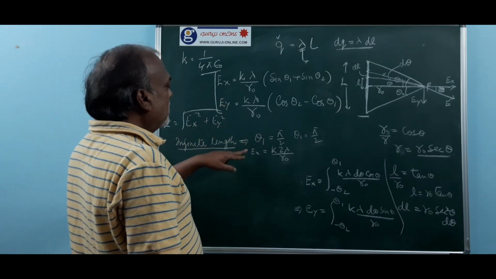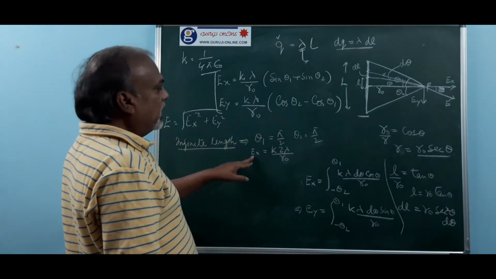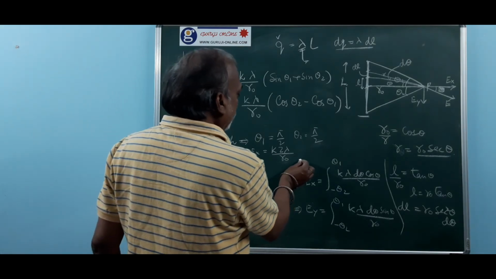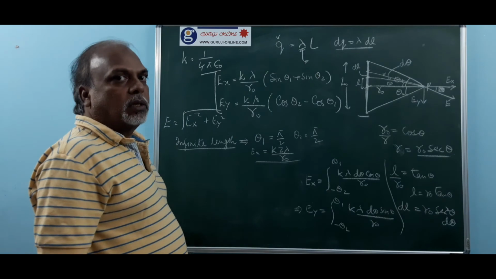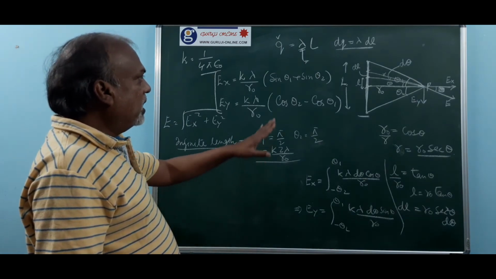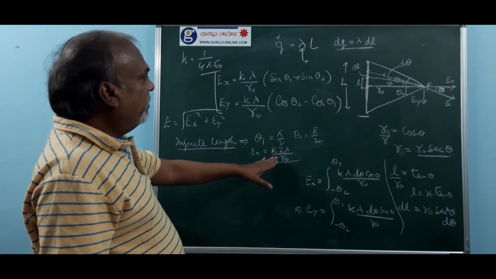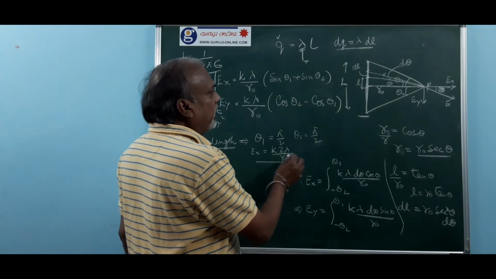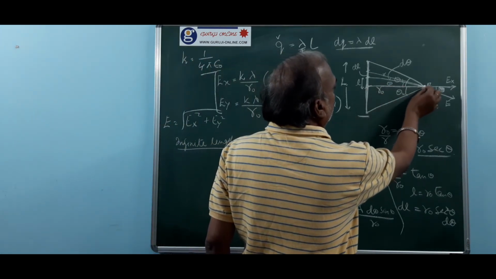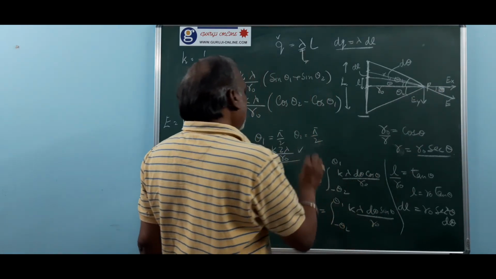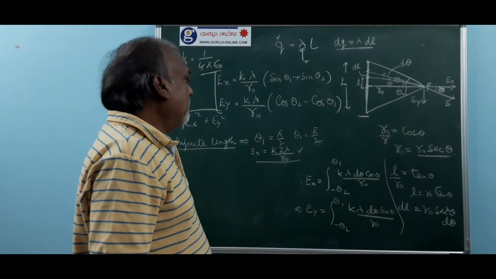And due to this, E will be nothing but Ex, and in case of infinite length line charge, the electric field at any point at a perpendicular distance r0 will be this, correct?